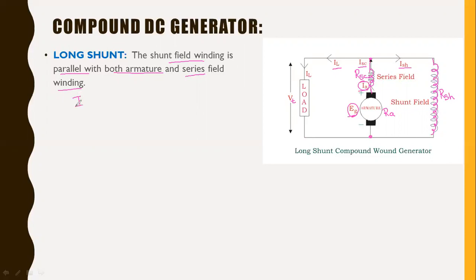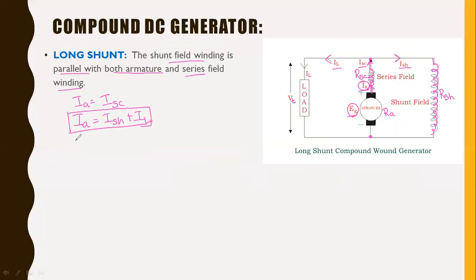As you can see here, this IA current is the same as ISC current, since the series field winding is connected in series with the armature. So the current which is generated here will be the same current which will flow here. Now when the current reaches this node, it divides into two parts. One is IL and the other one is ISH. So we can write IA is equal to ISH plus IL. So this is the expression for armature current.